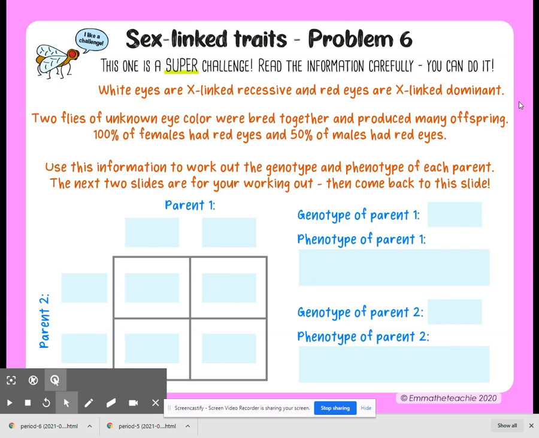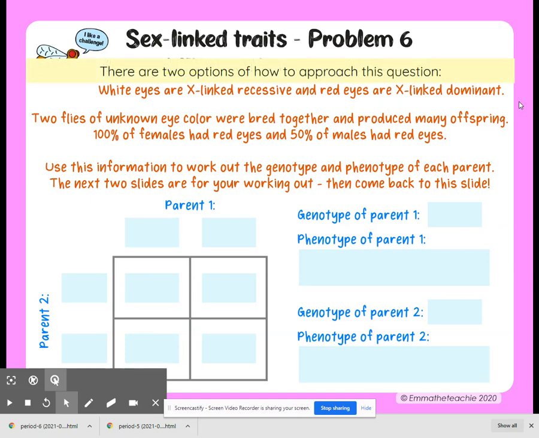The next 2 slides are for your working out these problems, and then you're going to come back to this slide. So this would be a good point to pause and try this out. Figure out all the different combinations of genotypes that the parents could have and how you get this percentage in the offspring. So go ahead and pause.